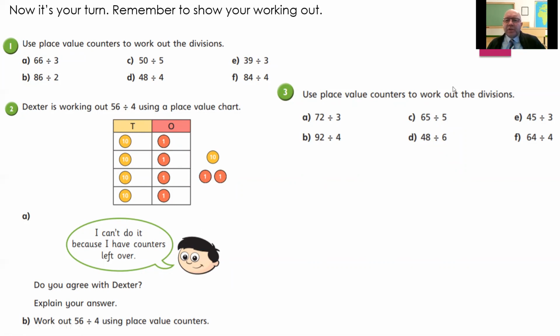And then question 3, use place value counters to work out these divisions. 72 divided by 3, 92 divided by 4, 65 divided by 5, 48 divided by 6, 45 divided by 3, and 64 divided by 4. Okay, pause the video, have a go.